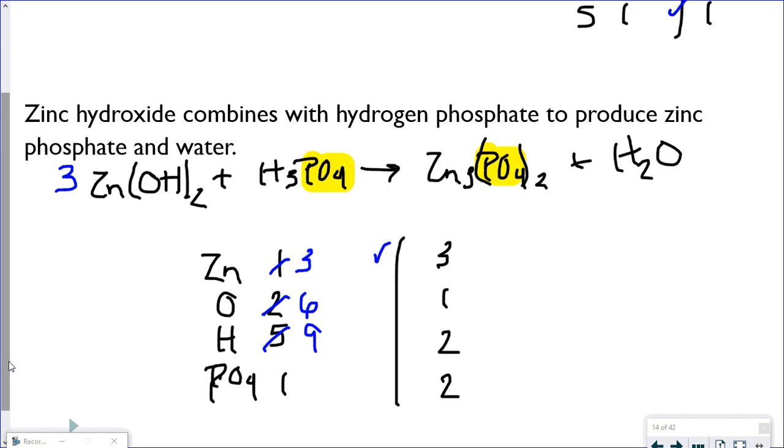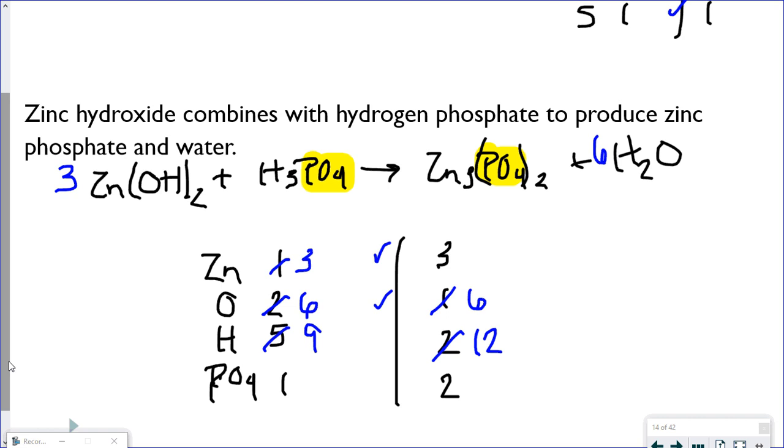So let's look at oxygen. And remember, this is oxygen that is not in phosphate. We have 6 on the reactant side and only 1 on the product side. So we need to multiply by 6. So that gives us 6 oxygens. And now that gives us 12 hydrogens. Now, hydrogens are a little bit funky because they're in both substances on the reactant side. So I'm going to skip and go to phosphate and see if it fixes my hydrogens for me.